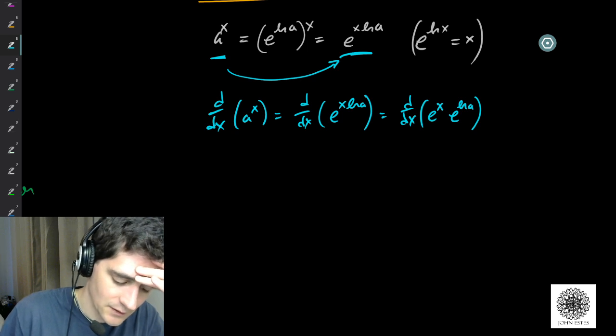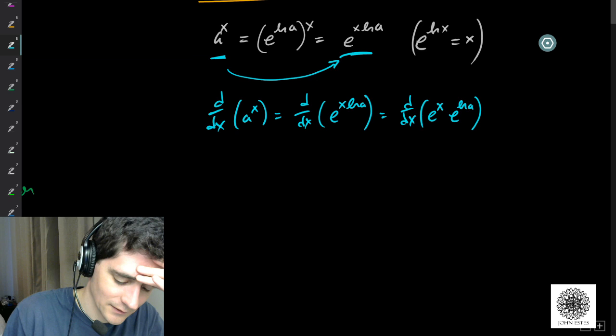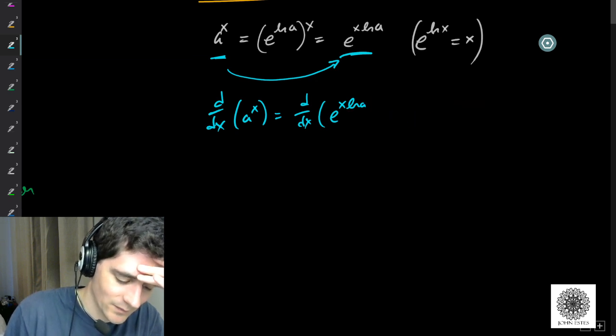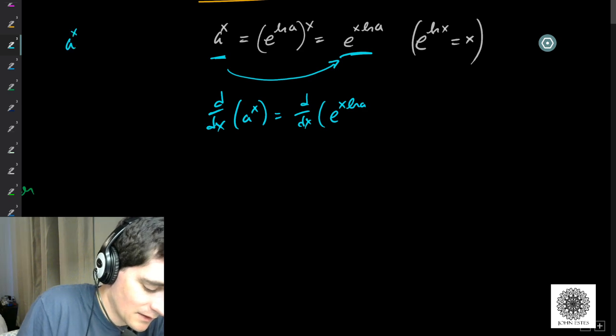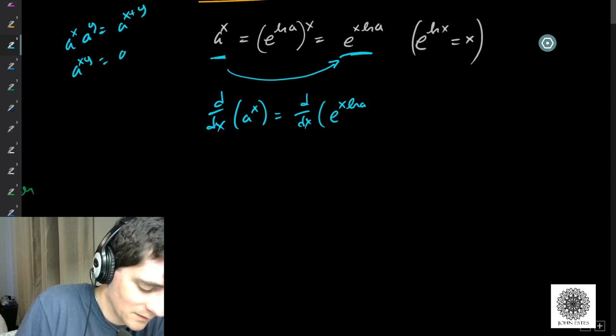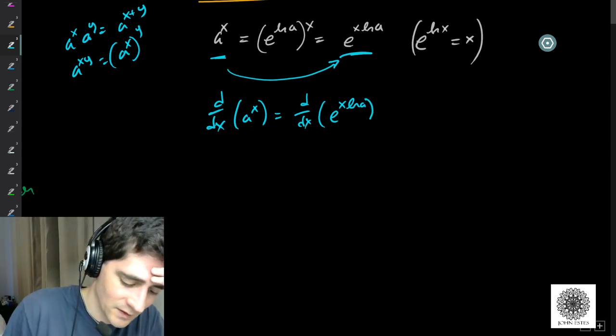Yeah, and so what you get here, well, no, that's not correct. You can't do that. Sorry, I got my properties mixed up, right? What I was thinking is a to the x plus y equals a to the x times a to the y. A to the xy is the same as a to the x, to the y power. Sorry about that, made a mistake.